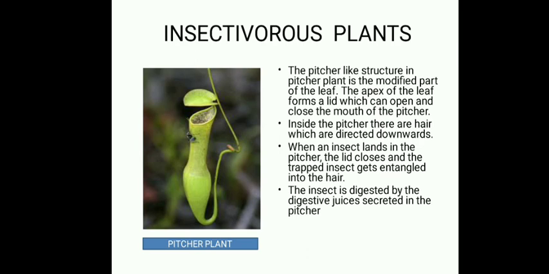Now, what happens is that inside the pitcher there are some hairs which are directed downwards, so that when an insect enters the pitcher plant, the hairs will catch it and the insect will not be able to move out of the pitcher because of the hairs. Also, this lid closes as soon as the insect moves inside the pitcher. The lid closes, the insect gets trapped, and there are some digestive juices inside the pitcher plant which will digest the insect.